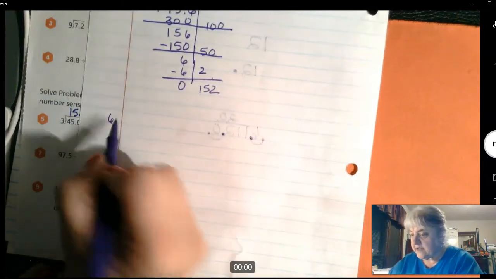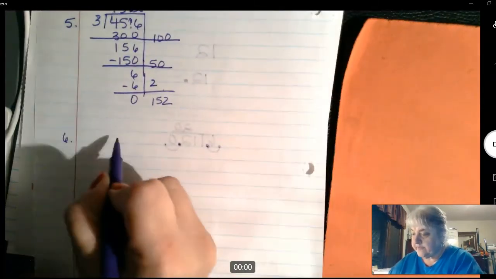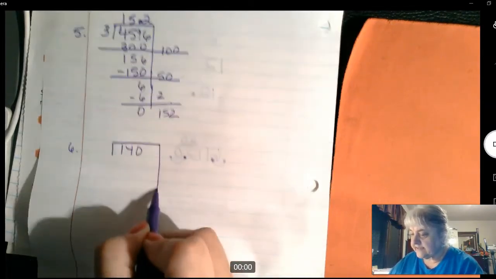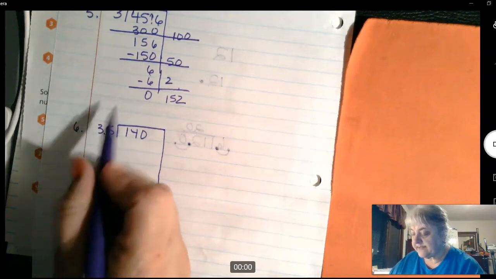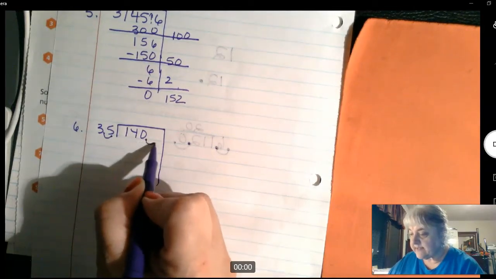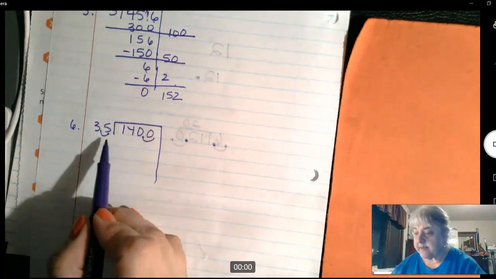Let's go on to number 6. On number 6, I have 140 divided by 3 5/10. And I see it's on the side, so I left myself some extra space here. I'm going to slide it over 1, which means I'm going to have to slide over 1 and put in my 0 here. Now, I'm thinking about how many times will 35 go into 1,400.